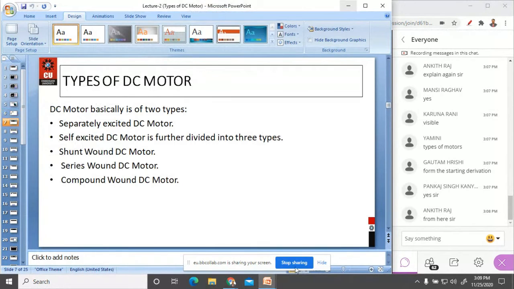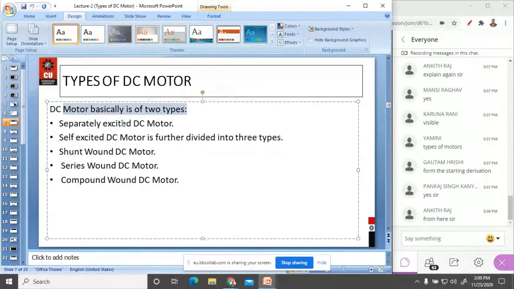Okay, so let's see one by one. Of this type of DC motors, there are two types: separately excited and self-excited DC motor. So what do you mean by separately excited? Separately excited means you need some external winding or some external source to excite your winding. So that is a separately excited DC motor.